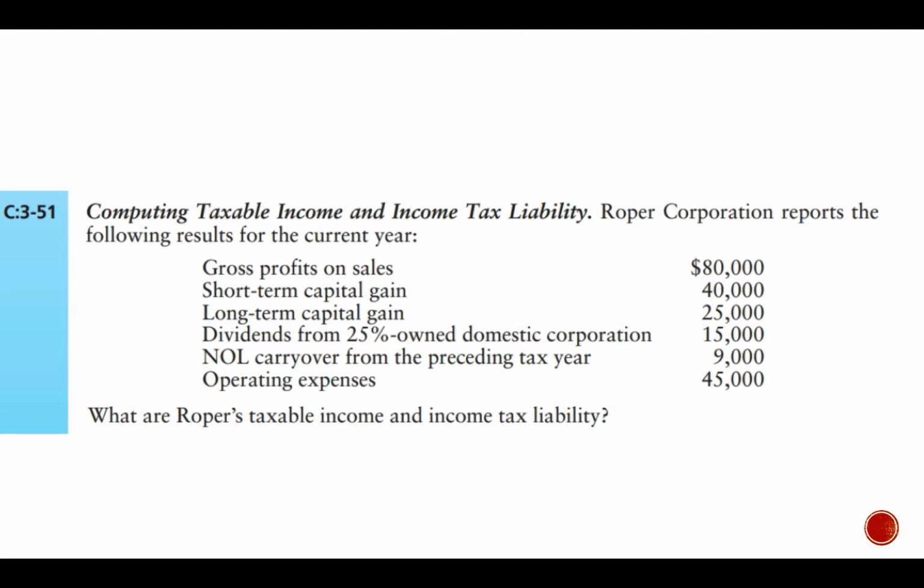In problem 51, we have Roper Corporation reporting the following results for the tax year. We want to know Roper's taxable income and income tax liability. So you see we have capital asset transactions, we have dividends, we have a net operating loss. So we're going to have to do a little bit of ordering, and we're going to have to pay attention to our capital asset transactions.